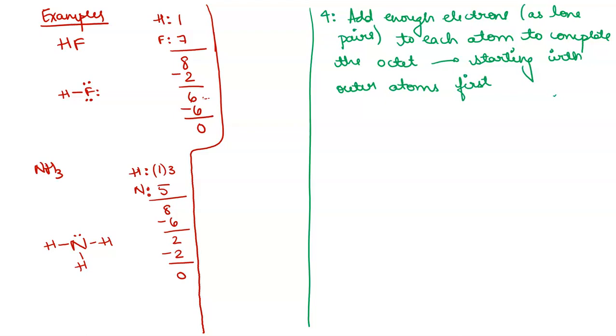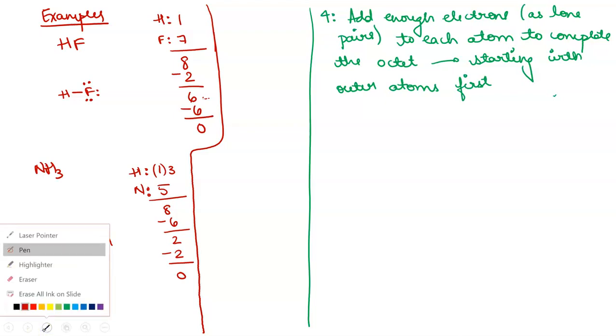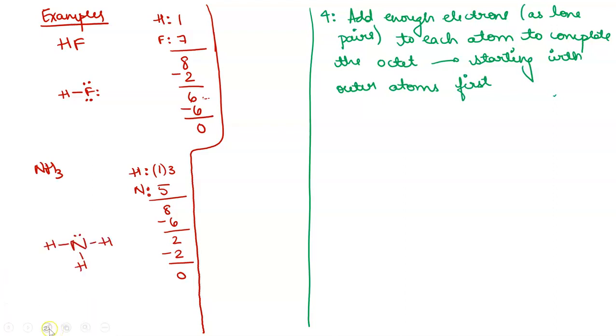So first things first, you want to count the number of valence electrons. My pen is not working, so hold on. Okay, there we go. So first things first, we want to count the number of valence electrons.